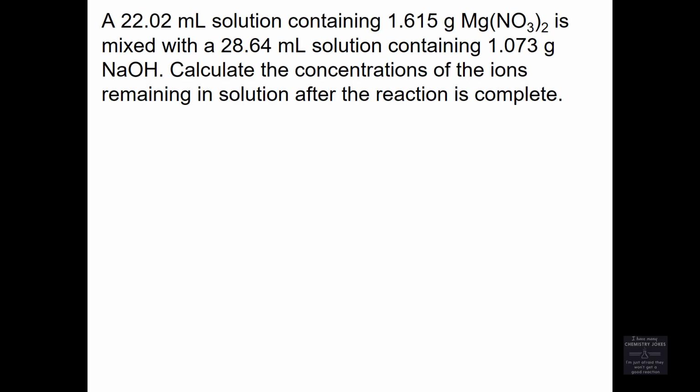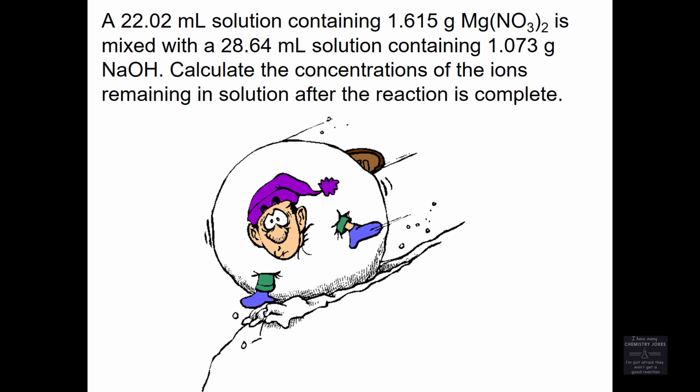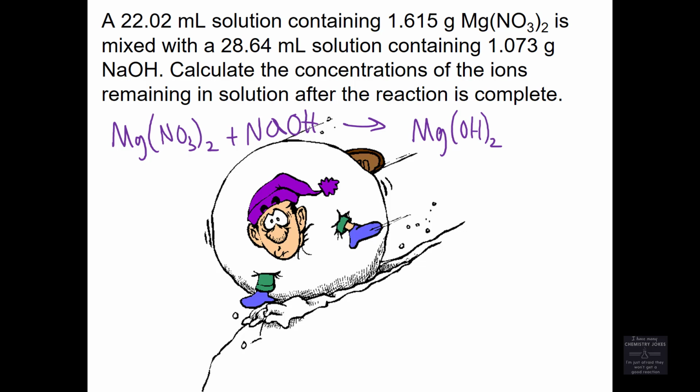A 22.02 milliliter solution with this much magnesium nitrate is mixed with this much sodium hydroxide. Calculate the concentration of ions remaining in solution after the reaction is complete. Oh, do you feel like this guy? Yeah. This is adding magnesium nitrate and sodium hydroxide. And out of that, number one, we have to come up with an equation. Okay, let them partners do-si-do, get magnesium hydroxide out of it and sodium nitrate.